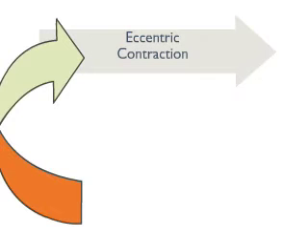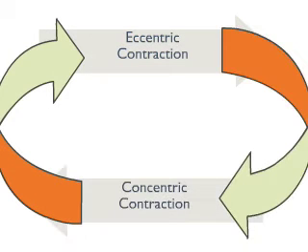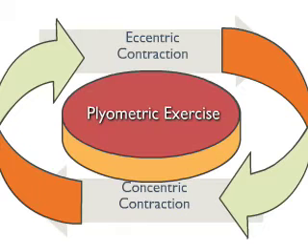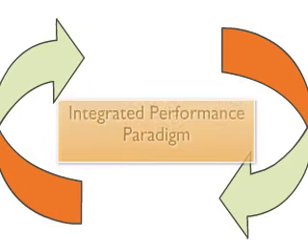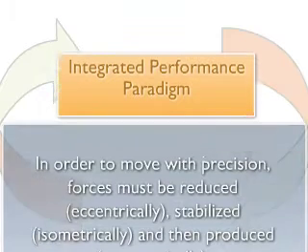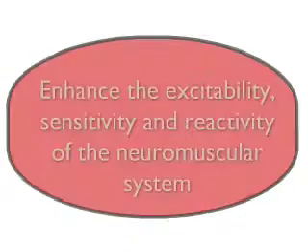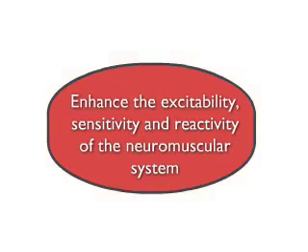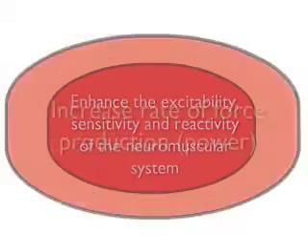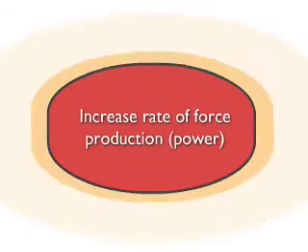exercises. Reactive training is defined as a quick, powerful movement involving an eccentric contraction followed immediately by an explosive concentric contraction. This is accomplished through the use of plyometric exercise and defines the stretch-shortening cycle of the integrated performance paradigm, which states that in order to move with precision, forces must be reduced eccentrically, stabilized isometrically, and then produced concentrically. These exercises enhance the excitability, sensitivity, and reactivity of the neuromuscular system and increase rate of force production, or power.